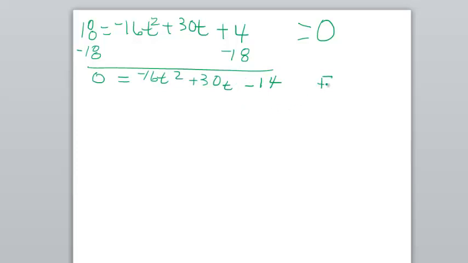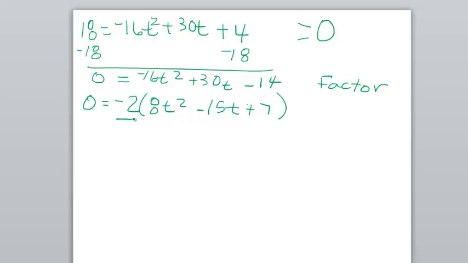I can do some factoring to make this a little easier to deal with. Everything has a 2 in it, so I can factor out negative 2 because I don't like that there either. And I'm going to end up with 8t squared minus 15t plus 7. And I can do something really cool right here. I can divide this by negative 2 and this by negative 2. And that'll stay 0. And that cancels out.